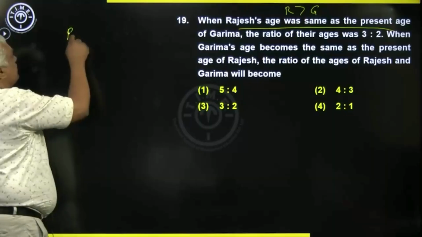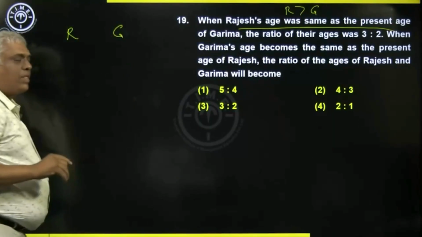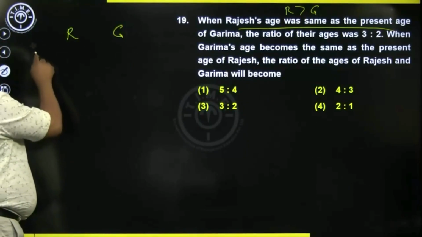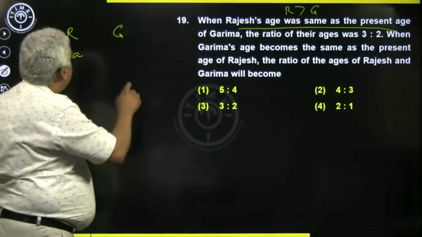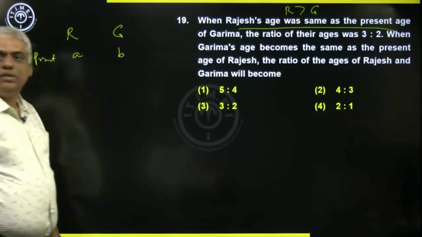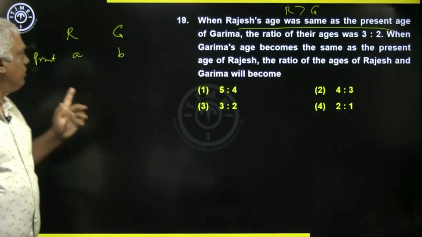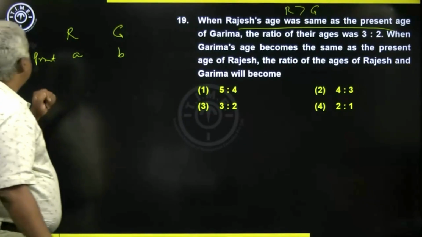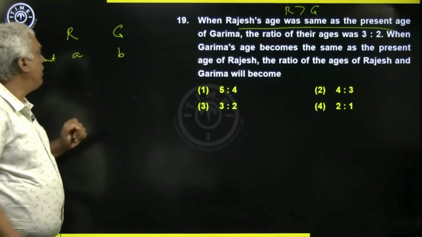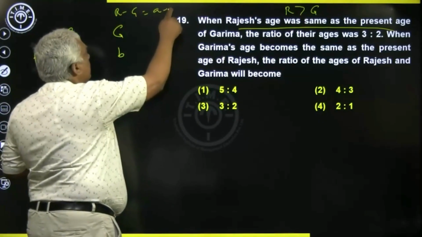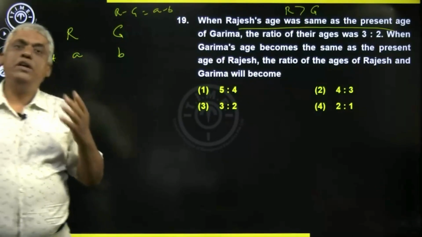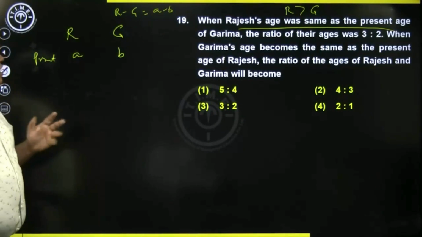So this is Rajesh, this is Garima. Let's say the present age of Rajesh is A years and Garima is B years. So how much is Rajesh elder to Garima? Rajesh's age minus Garima's age is A minus B. Rajesh is A minus B years elder to Garima.